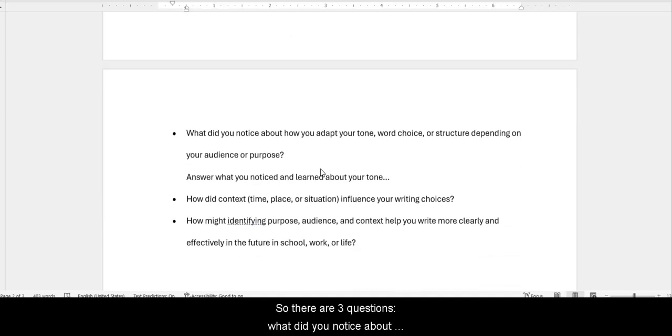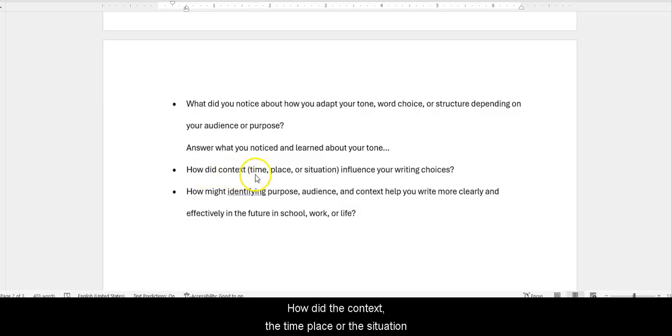So there are 3 questions. What did you notice about how you adapt your tone? And writing does have a tone based on how you wrote it and the language you chose, the words you chose. What did you notice about your word choice or your structure, depending on your audience or purpose? How did the context, the time, place, or the situation influence your writing choices? And how might identifying purpose, audience, and context help you write more clearly and effectively in the future, in your school writing or work writing or other aspects of your life?